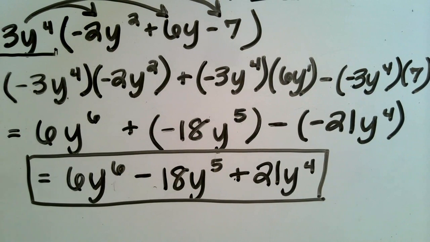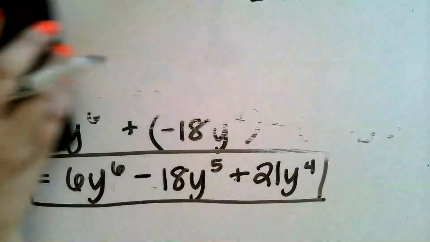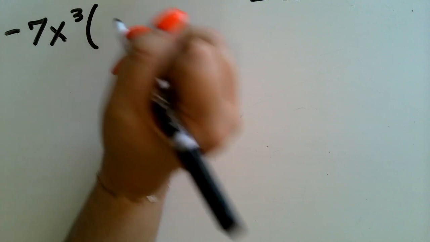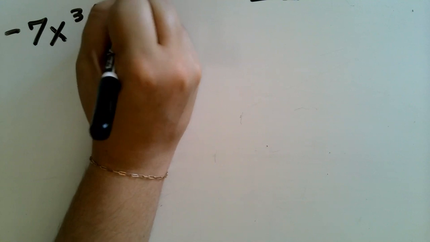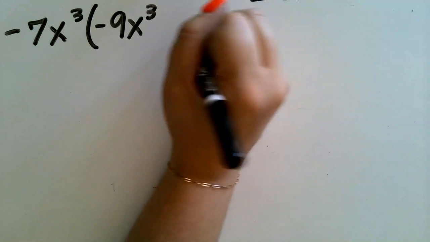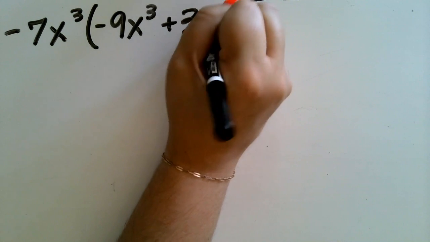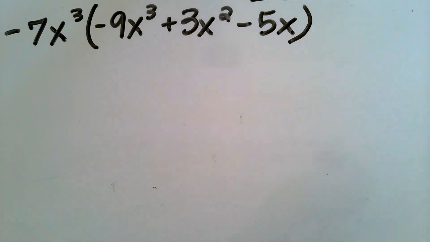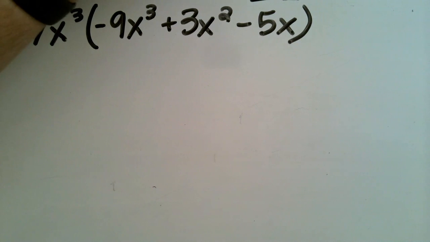Okay, let's go ahead and do one more example. This time, we are going to have negative 7x to the third times negative 9x to the third plus 3x to the second minus 5x. Okay, let's go ahead and distribute this out.